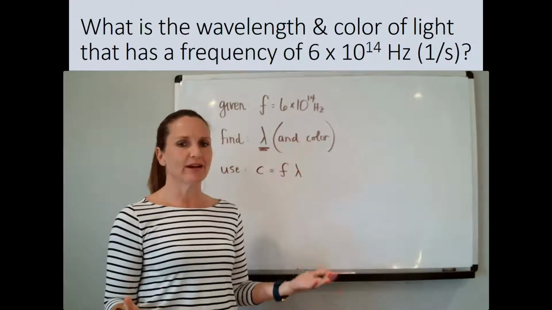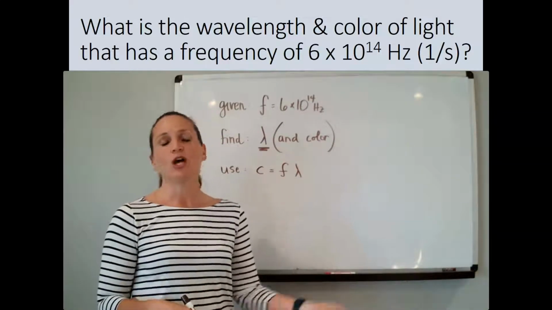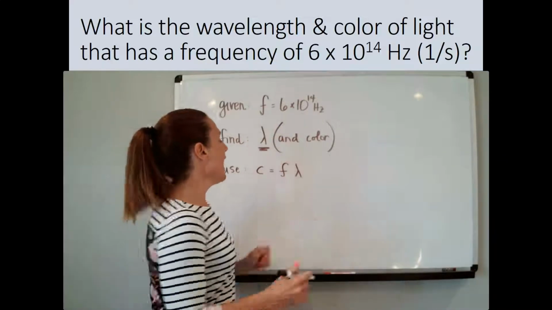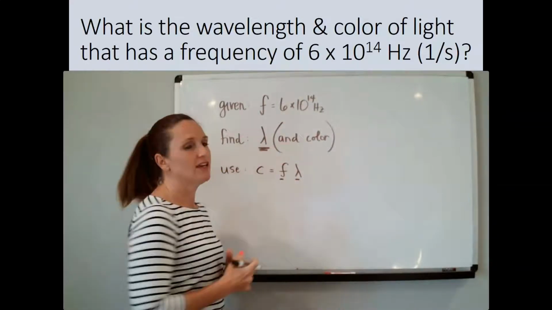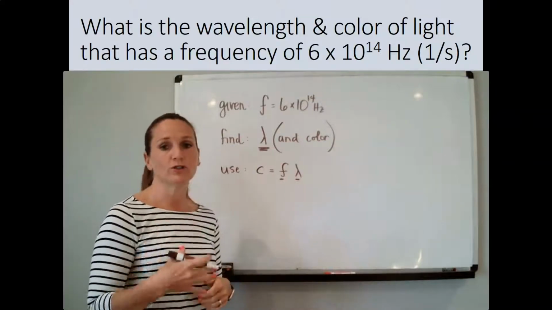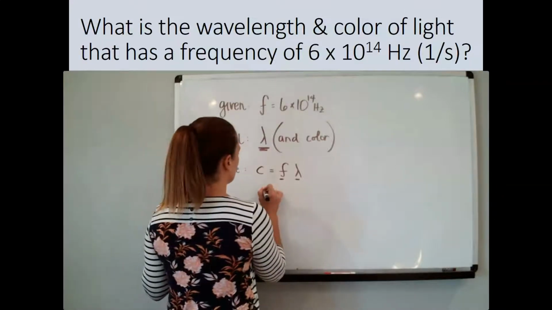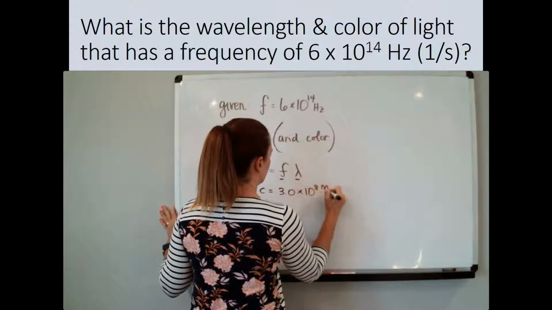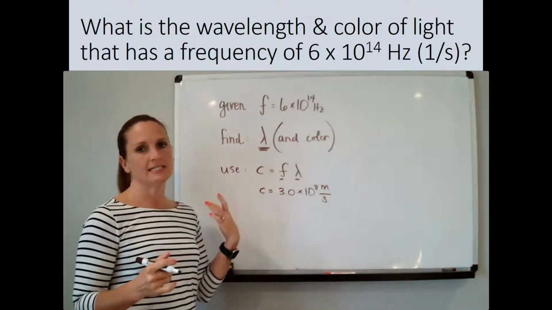This is pretty easy right now because we only have one equation for this chapter. In a moment, we're going to have 2. So it's really important to identify your given and your find and make sure that both the given and the find are in the equation that you chose. We're also going to use the constant value for C. C equals 3.0 times 10 to the 8th meters per second. So I have my given, my find, and my use.